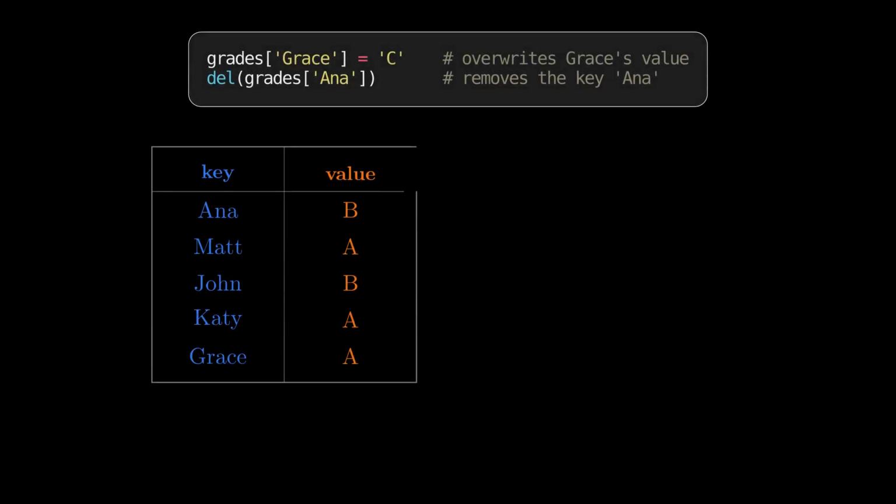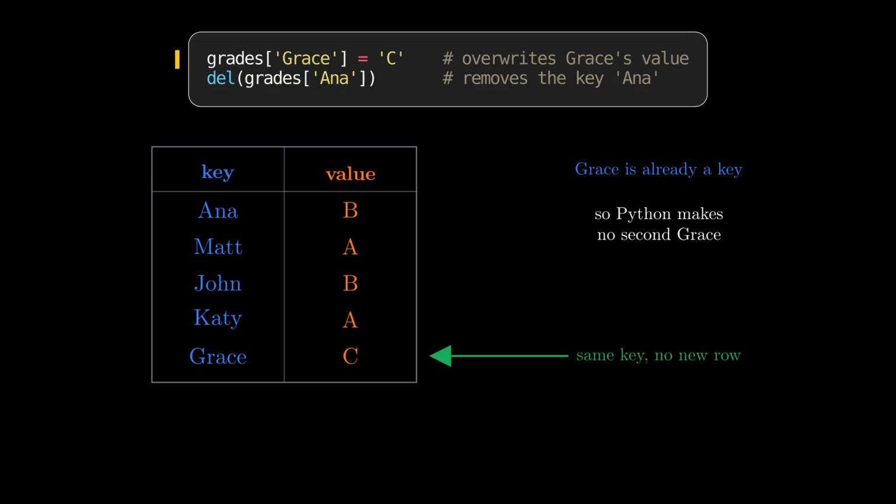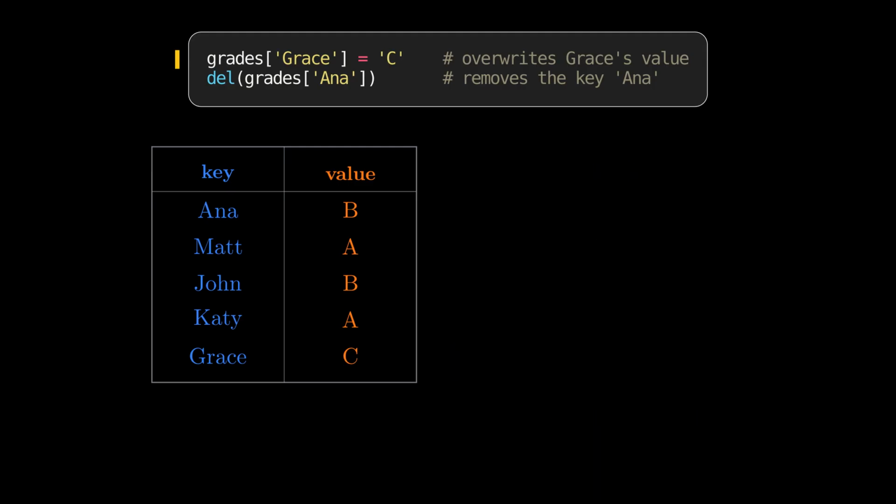Now watch what happens when we assign to Grace a second time, this time the grade C. The syntax is identical to adding her, but Grace already exists as a key, so Python does not make a second Grace. It finds the key that is already there and overwrites her value. The A becomes a C, and we still have exactly one Grace. That is convenient, but it is also something to watch for. Assigning to a key that already exists silently replaces whatever was there with no warning.